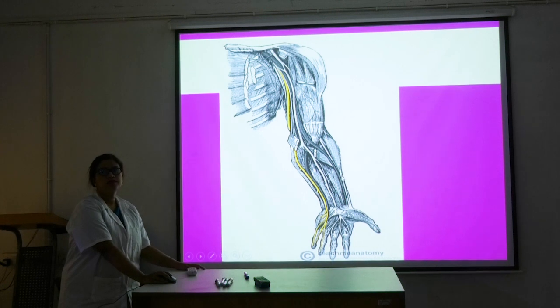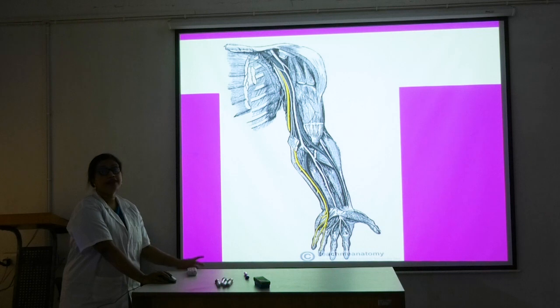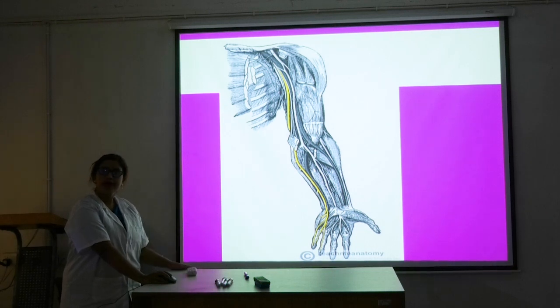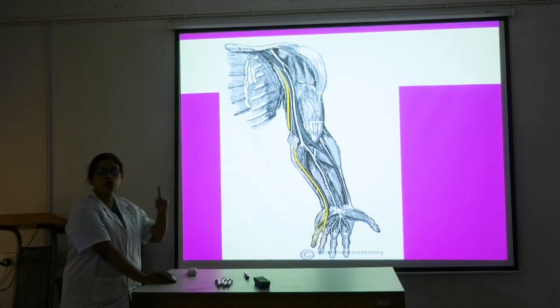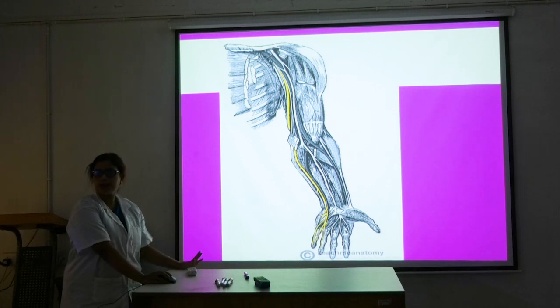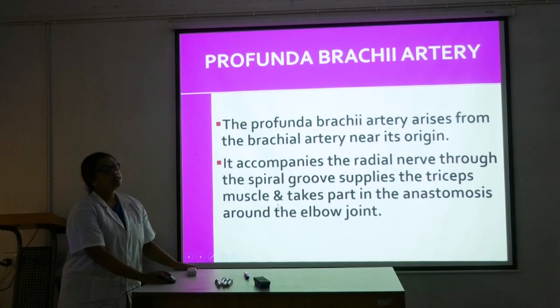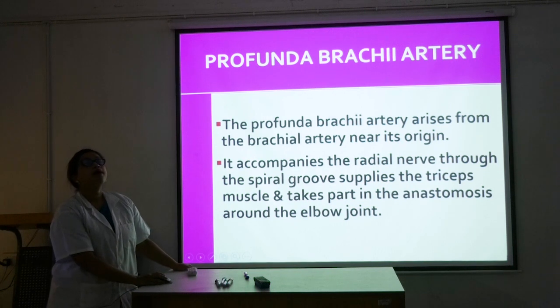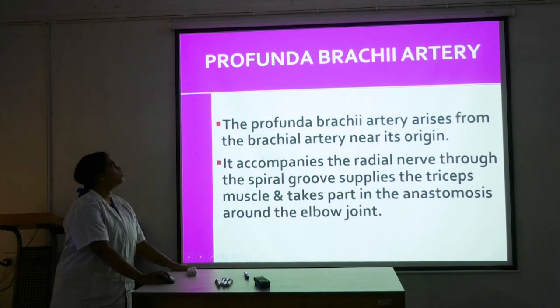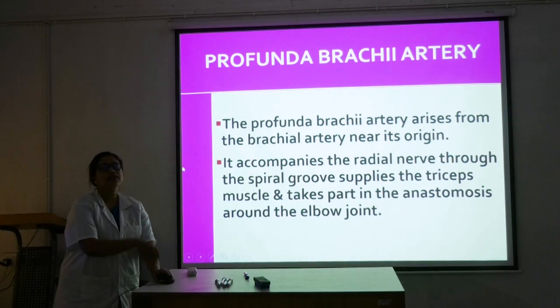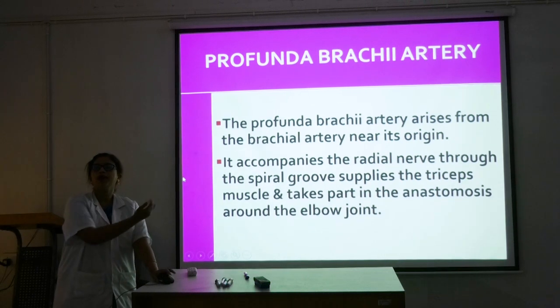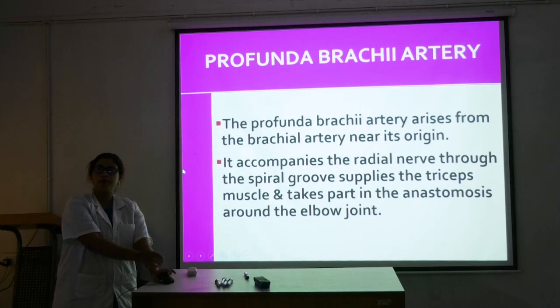Flexor digitorum profundus and the fourth muscle, flexor carpi ulnaris. Okay, it is going to the two parts, so definitely it will supply 1.5 muscles. Okay, in the forearm. Then it becomes the cubital fossa. So next one is very important, profunda brachii artery. It's a brachial artery that runs in the anterior compartment, but profunda brachii artery runs in the posterior compartment.